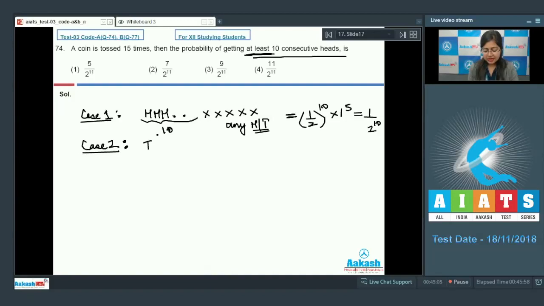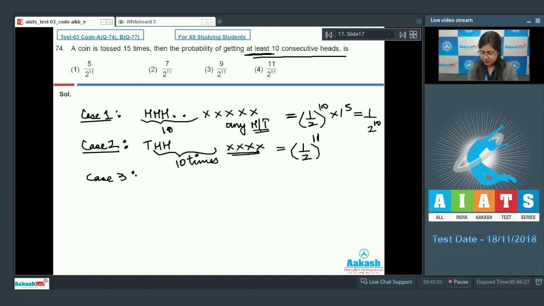when we have tail on the first, and then we get heads 10 times compulsorily, and on the rest 4 we can have anything, right? So its probability will be half for the tail and half raised to the power 10 for these heads. So it will be equal to 1 by 2 raised to the power 11 into 1 raised to the power 4. Right? Similarly, let us find case 3, where on the first we can get anything.